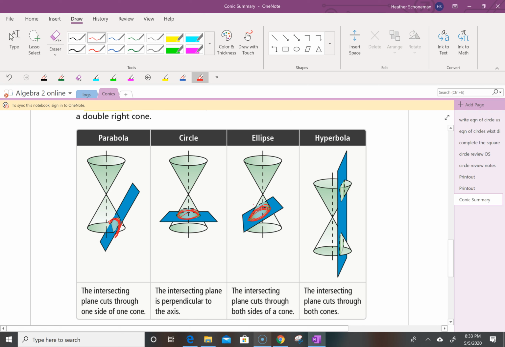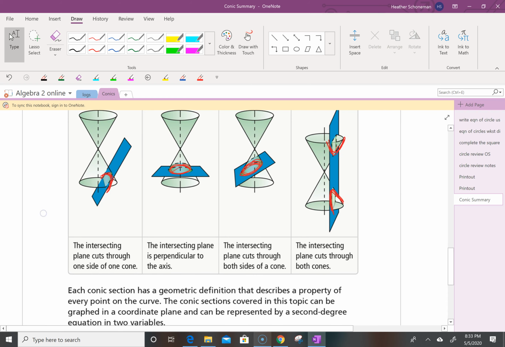The final shape is when a plane cuts through both of the cones. So before, with the parabola, circle, and ellipse, it's only cutting through one of them. But when it cuts through both of them, it creates this little U here and this little U here, which then creates what we call a hyperbola.